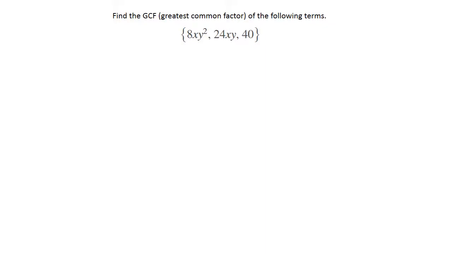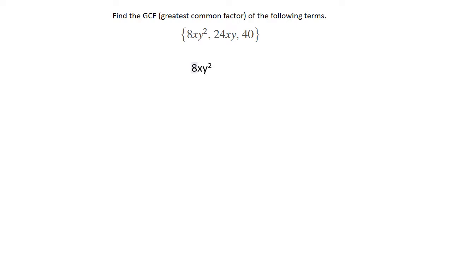A few examples of finding the greatest common factor in different kinds of terms. So the first example gave us three terms. It's 8xy squared, 24xy, and 40. Let's look at the 8xy squared first.